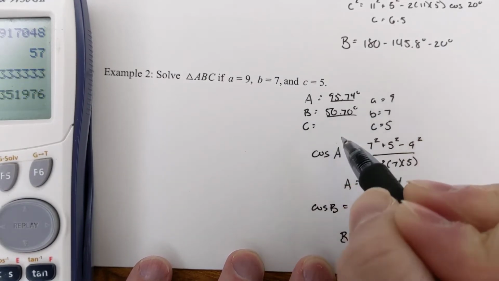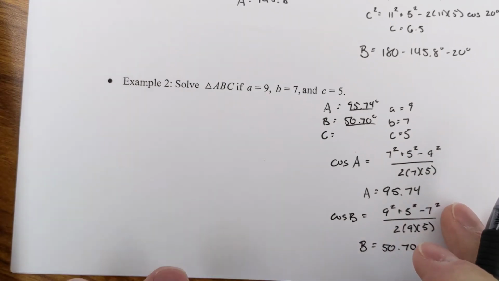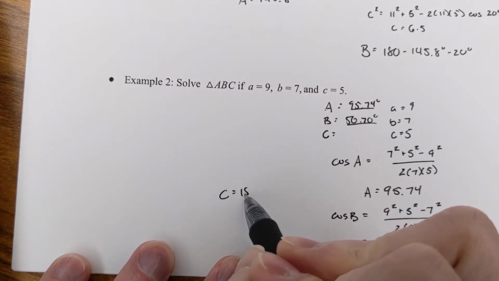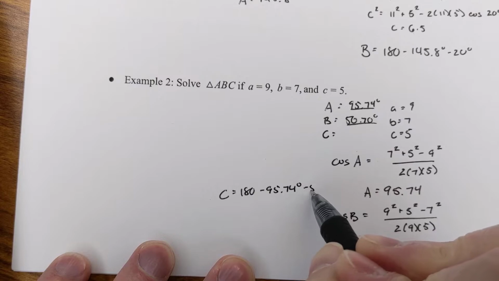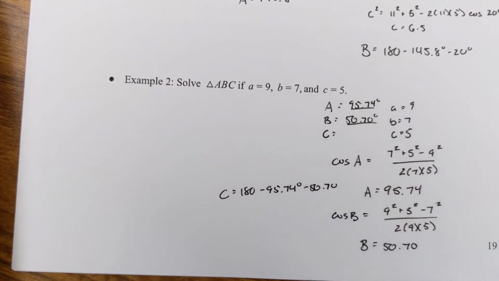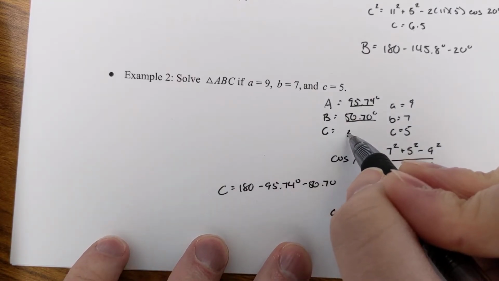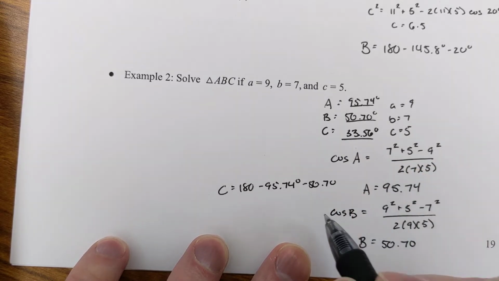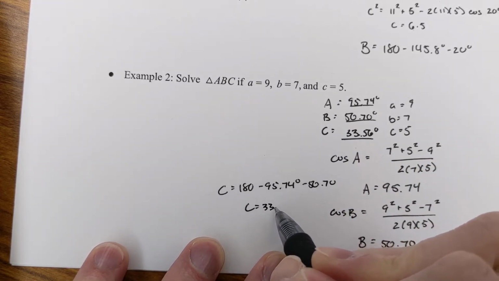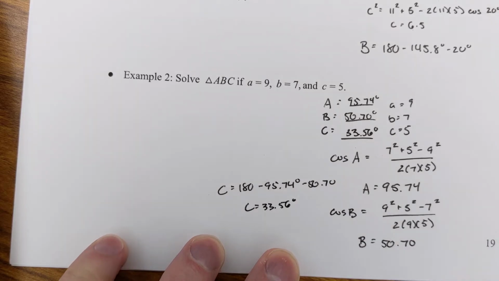And now that I know two of my three angles, I can do the 180 trick to get the last one. Angle C is 180 minus 95.74 minus 50.7. So C is 33.56 degrees. And there's my solved triangle.